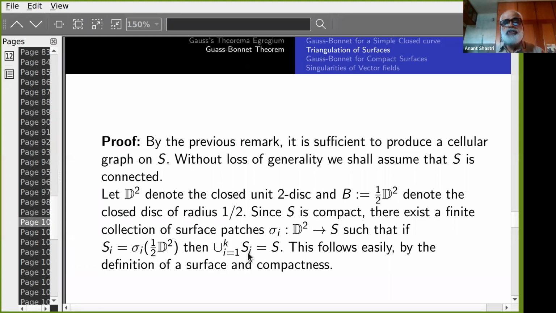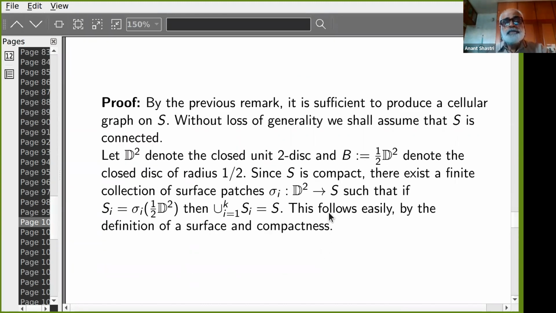This is because at each point, by definition, a surface has a surface patch. So surface patches cover the entire surface. At each point, you have such a thing, but that is obviously an infinite collection. From that, because of compactness, you can extract a finite cover. That's all. This follows easily by definition of surface and compactness.